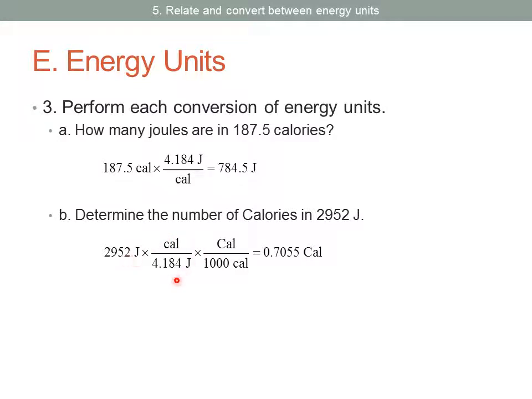Joules would cancel, and we divide by 4.184 because there's 4.184 joules in a calorie. Now to go to the nutritional Calories, we want to use the conversion factor of 1,000 calories in a nutritional Calorie. Notice the difference here, the lowercase c and the capital C. The calories with the lowercase c would cancel. And then that would leave us with 0.7055 nutritional Calories, which again is indicated with the capital letter C.